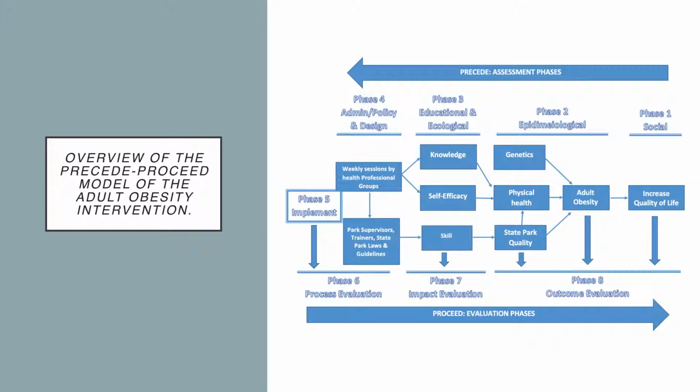This slide shows an overview of the PRECEDE-PROCEED model of my adult obesity intervention. We can see that weekly sessions held by health professional groups will increase the knowledge and the self-efficacy of individuals, which might lead to an increase in their physical health. We can also see that park supervisors, trainers, state park laws, and guidelines will aim to increase skills of the individuals, and also increase the state park quality. The increasing physical health and state park quality will hopefully result in reducing adult obesity rates in the long term.